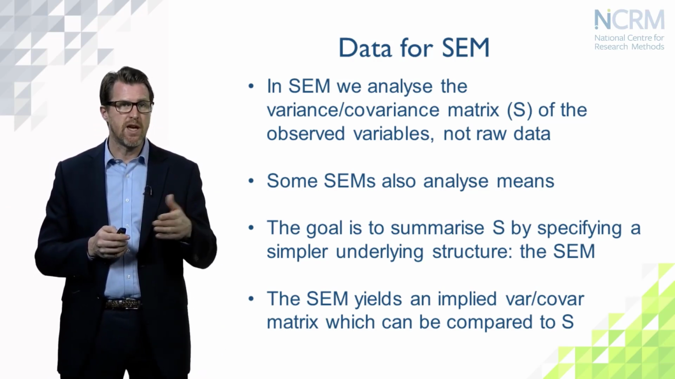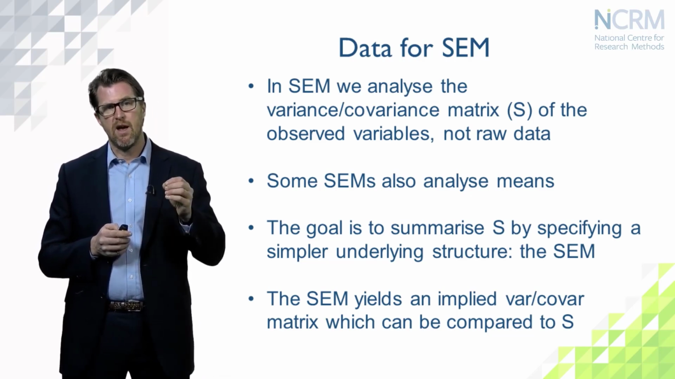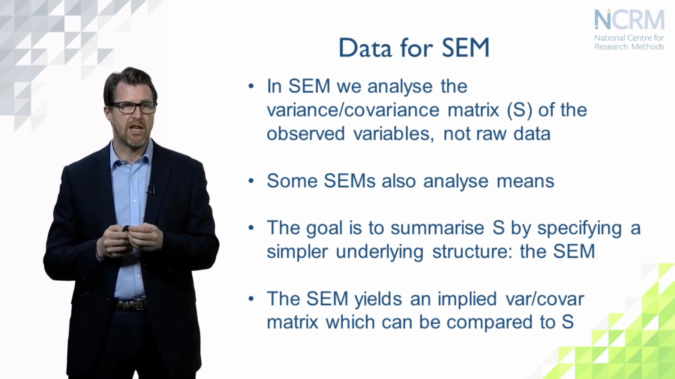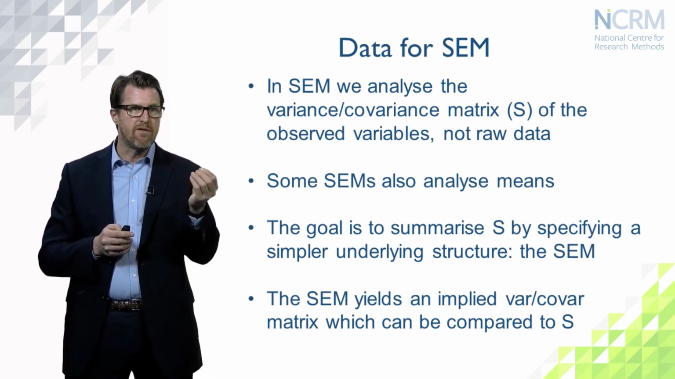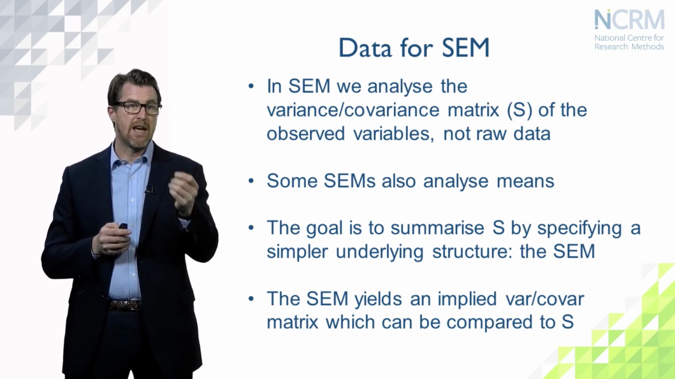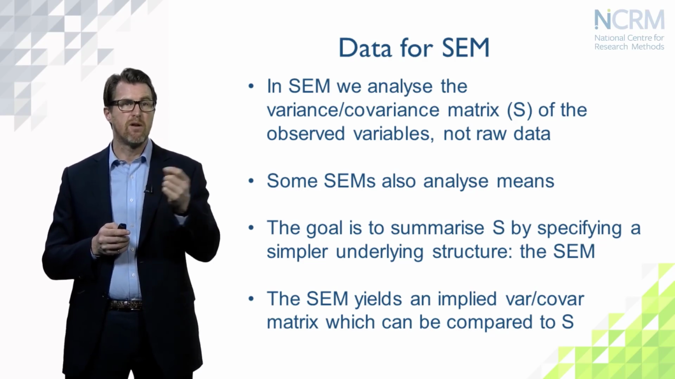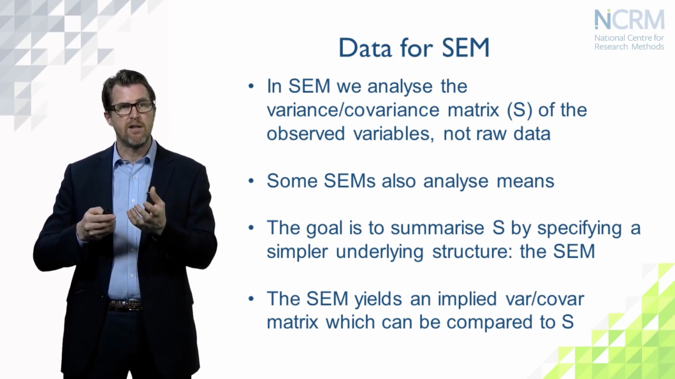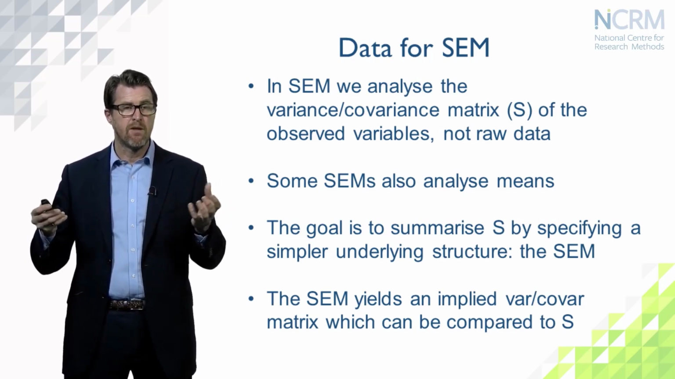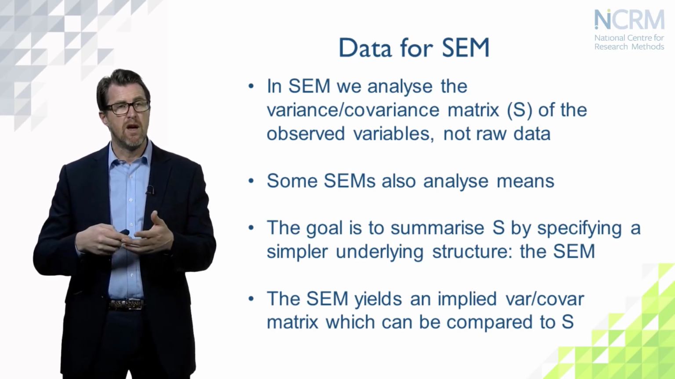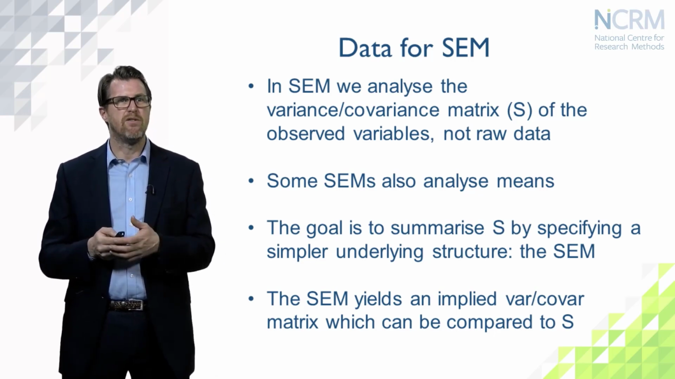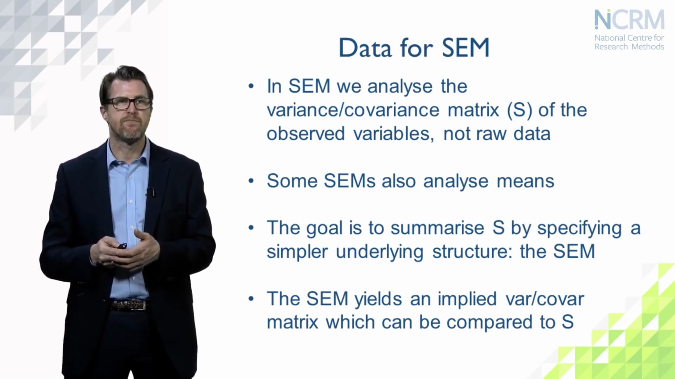And again, as we'll see later, this implied matrix can be compared to the one that we've actually observed. And that comparison, if it's done properly, can tell us something useful about how well our model is accounting for the data. To the extent that the implied and the observed matrices differ, then our theory, our structural equation model, is not doing a very good job of telling us how this data were generated.